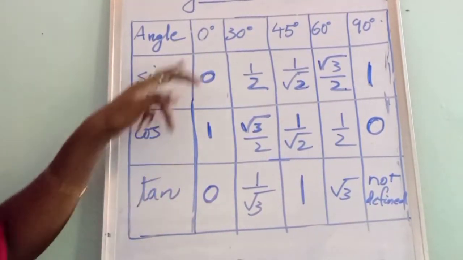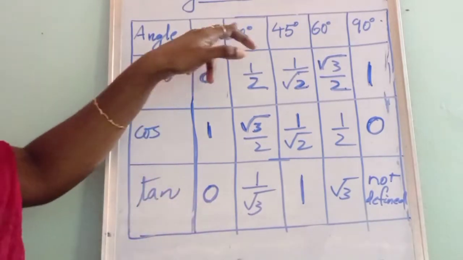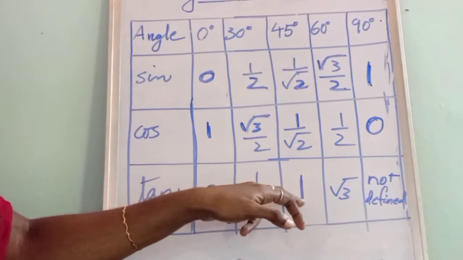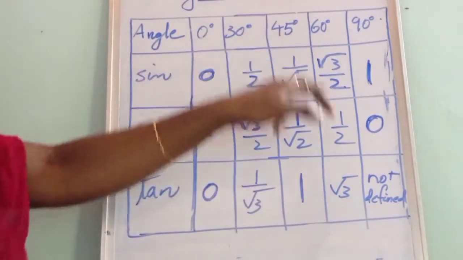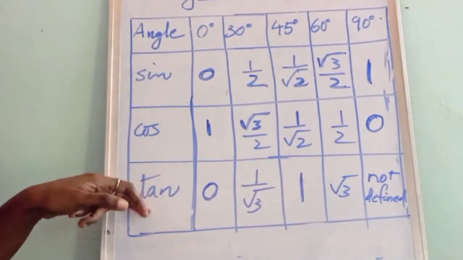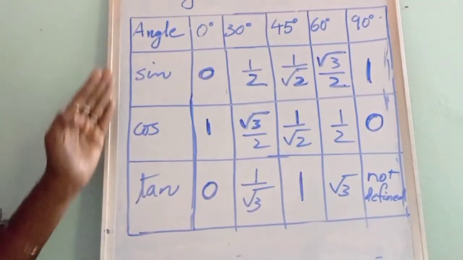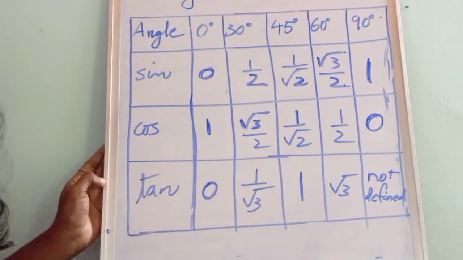The value of tan 0 is 0. Then tan 30 degrees is 1 by root 3. Then tan 45 degree is 1. Then tan 60 degree is root 3. And tan 90 degree is not defined. Is it clear for you?